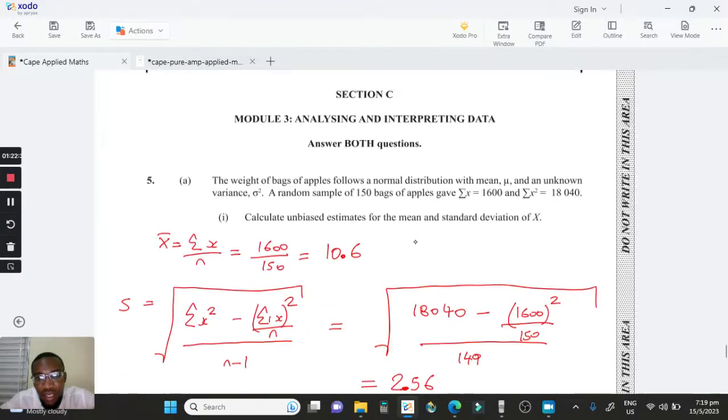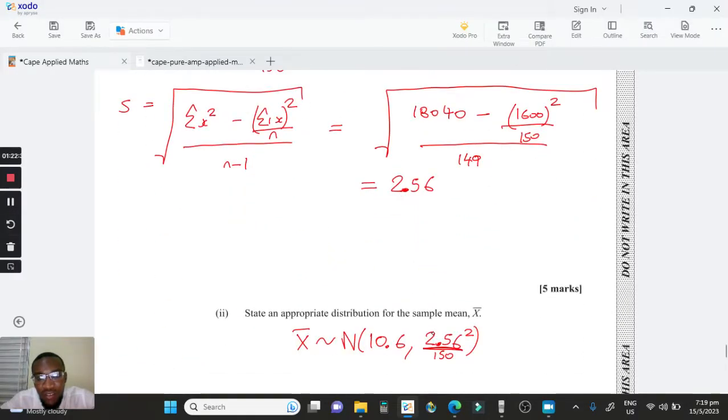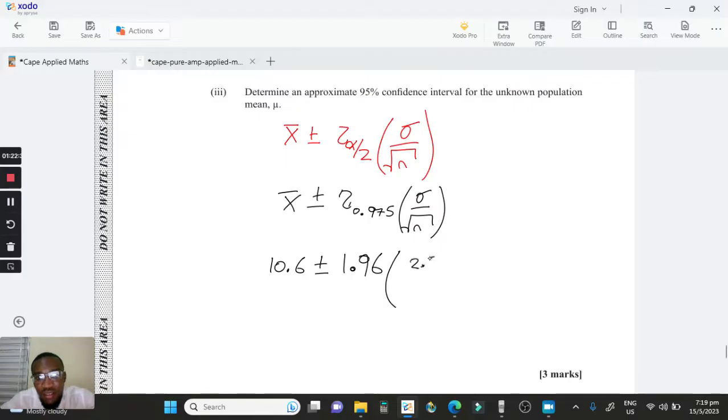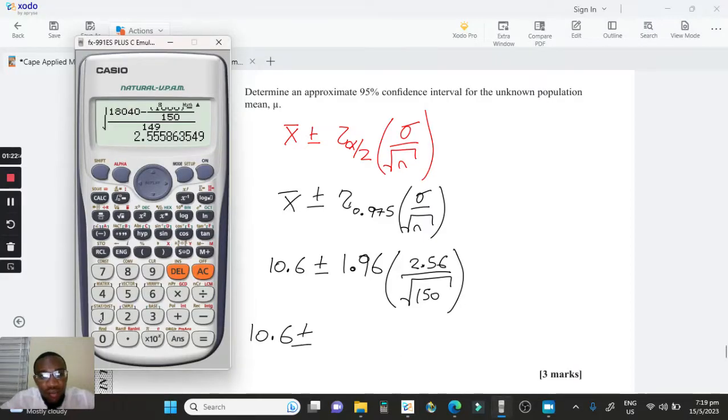The standard deviation we had gotten was 2.56, so 2.56 divided by the square root of n, and n was 150. This is now 10.6 plus or minus. So work out now our margin of error: 1.96 times, in bracket, 2.56 over the square root of 150, close the bracket. Our margin of error is roughly 0.41.